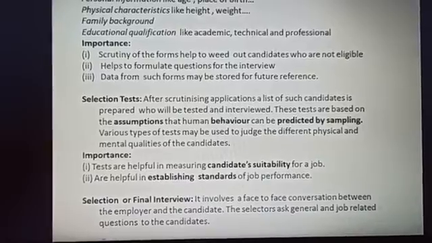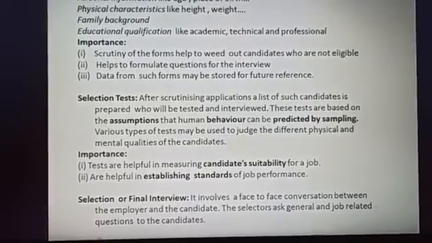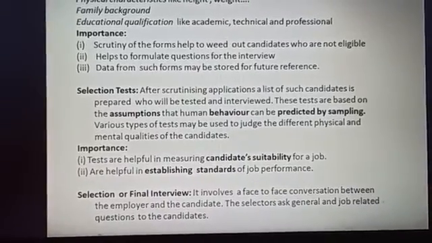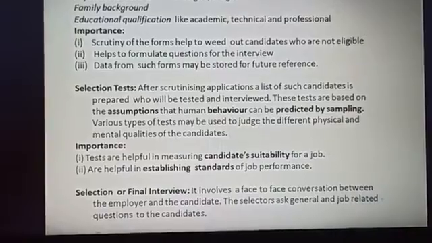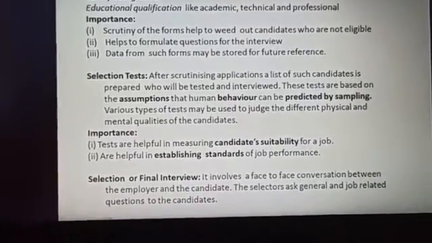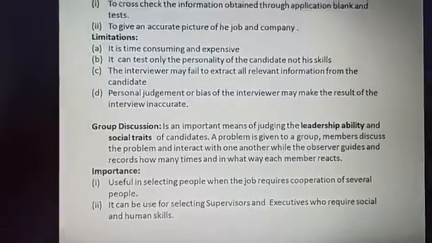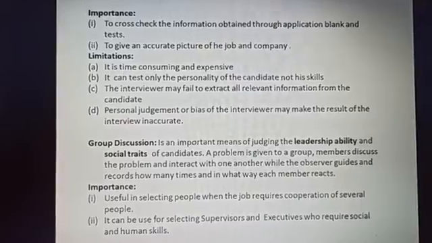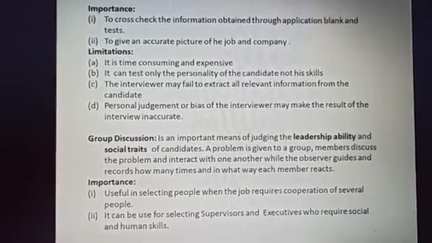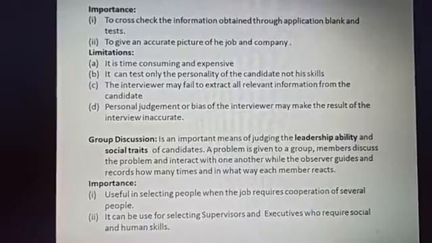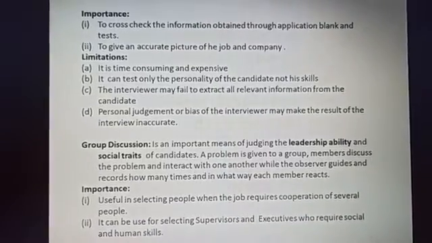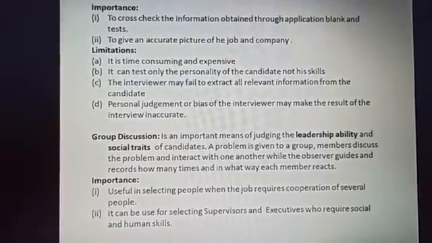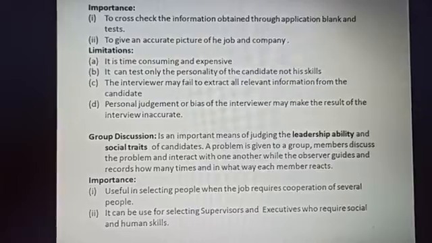Selection or final interview. It involves a face-to-face conversation between the employer and the candidate. The selectors ask general and job-related questions to the candidates. The interview is important to cross-check the information obtained through application blank and tests, and to give an accurate picture of the job and company to the candidate.